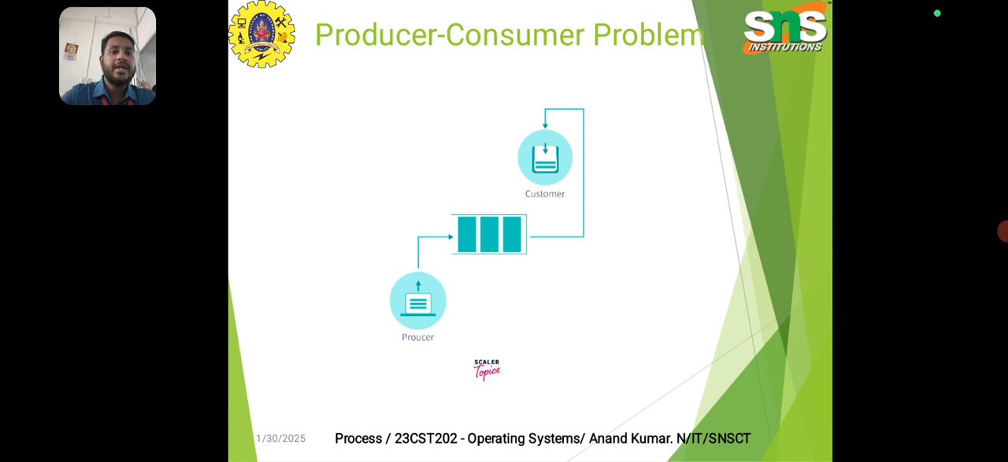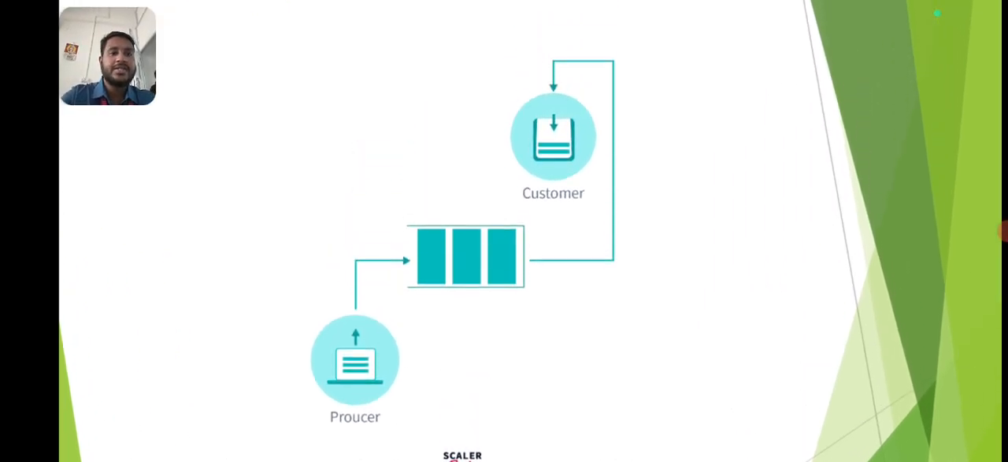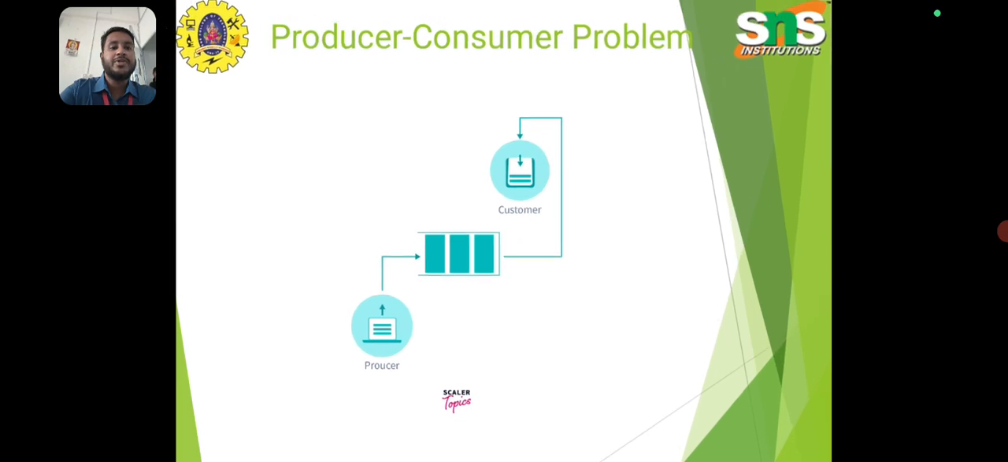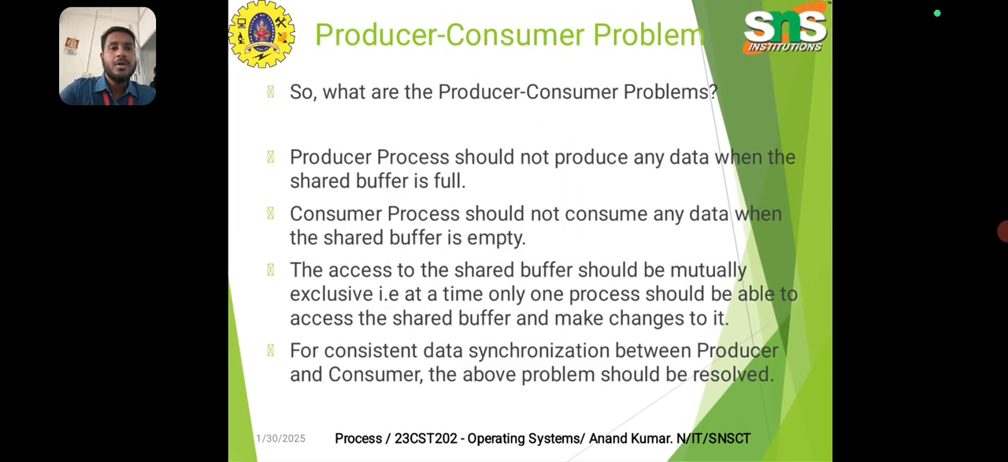So this is the diagram for your reference: the producer produces and stores its item, the data, in a buffer, and the consumer gets the data from the buffer that has been produced by the producer. So what are the producer and consumer problems?